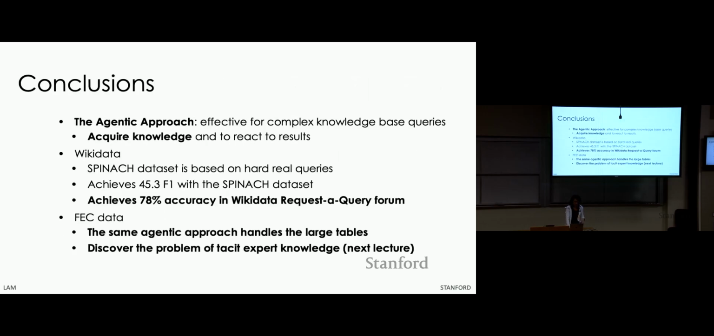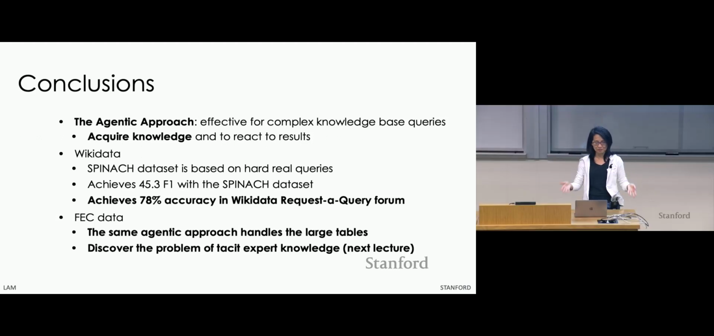So in conclusion, we introduced the agentic approach. It's probably useful for a lot of your projects. The key thing we want to add is the ability to acquire knowledge and interpret the knowledge as you go. You don't have it all baked in and made available. On Wikidata, we actually achieved 78% in a real-life setting. And on the FEC data, the same approach handles the large number of tables. More importantly, we discovered yet another problem, and that is expert knowledge is required. How do we incorporate that? We'll talk about it next class.